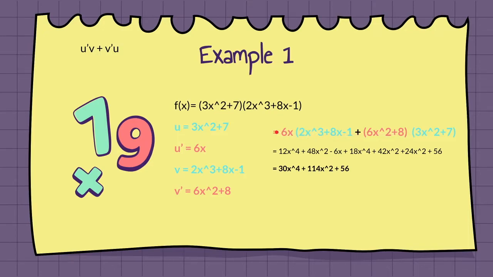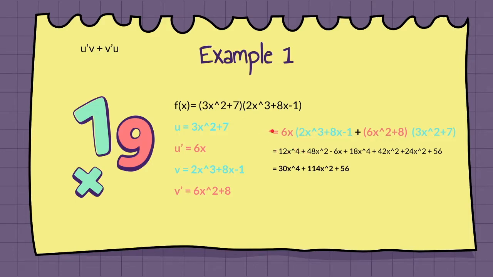Now let's arrange it. First we'll put the u prime, which is 6x. I like to use brackets to make it easier to understand. And then I will put v, which is 2x cubed plus 8x minus 1, and then I will add, and then I'll put v prime, which is 6x squared plus 8, and then u.